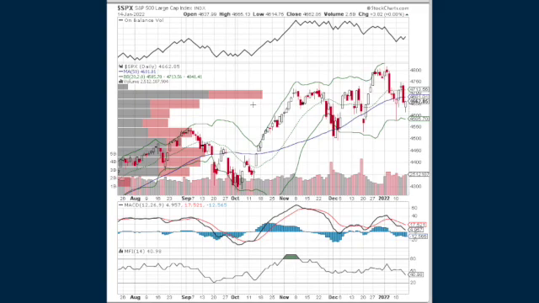Looking at our S&P 500 index, we've got lots of stuff going on in this chart here. The first thing I always like to take a look at is the money flow index.